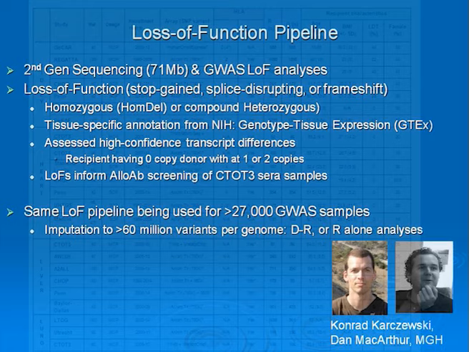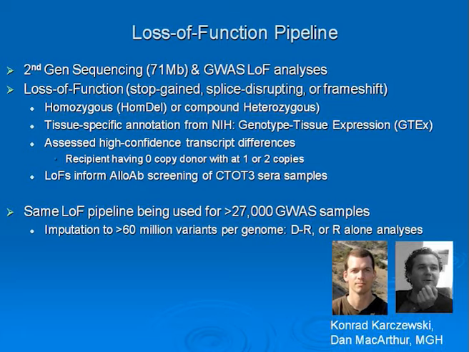So for the loss of function pipeline, I mentioned that for the sequencing we had, we generated a lot of LOF candidates through CNVs, SNVs, and SNPs, and these have been put through GTEx and other expression resources. And we're doing the exact same thing now with the GWAS data. It's not going to be as granular, but with better imputation, we can come up with 2-copy loss of function in these paired individuals. And because we have sera on a lot of these individuals, we can follow them up to see whether alloantibodies are present.